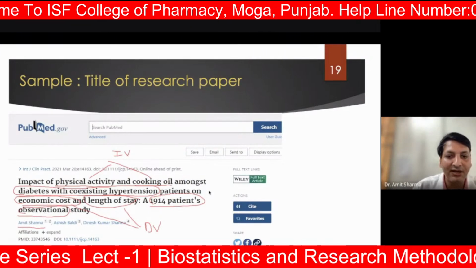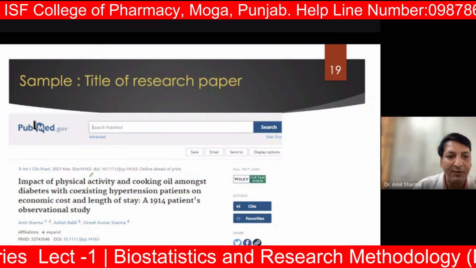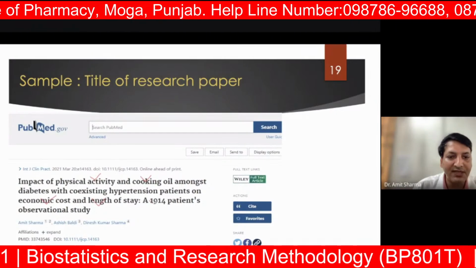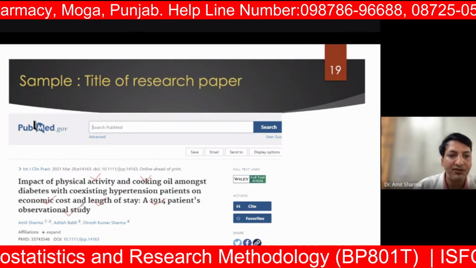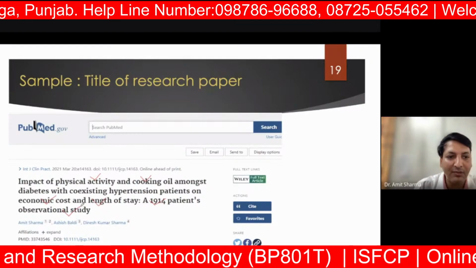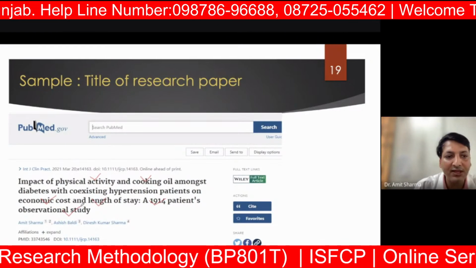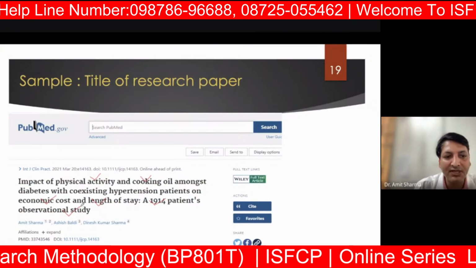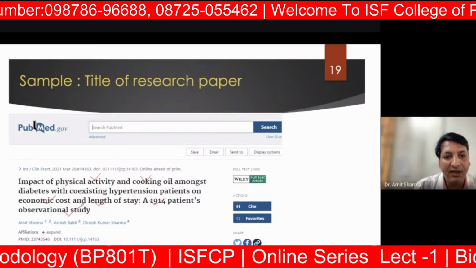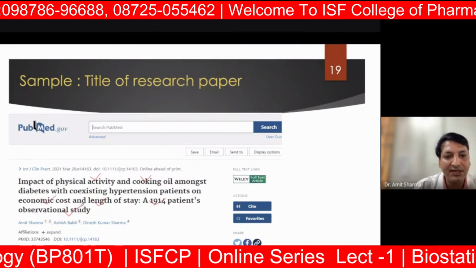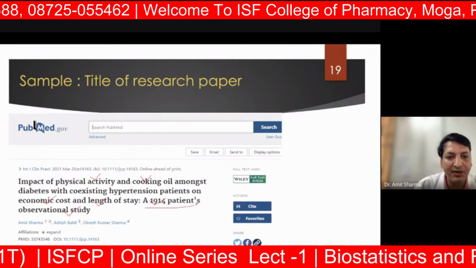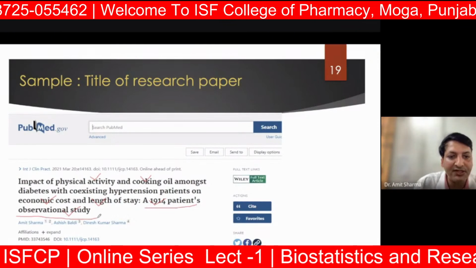So this title contains what? This title contains independent variables, dependent variables, the sample size of the study, and the type of research. So you can see that I have combined four things together to make a title: impact of physical activity and cooking oil amongst diabetes with coexisting hypertension patients on economic cost and length of stay, a 1914 patient observational study. So the sample size I have also included, and the type of research was an observational study.